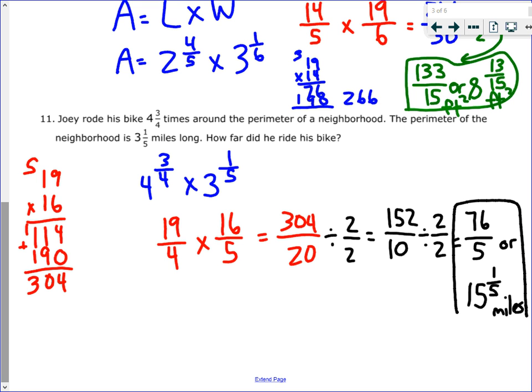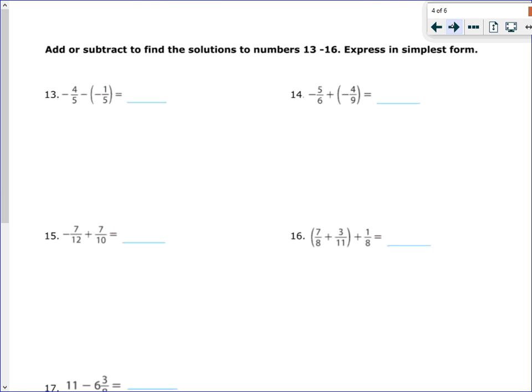All right. We are halfway done. We've got a lot to review here. Add or subtract to find the solutions to numbers 13 through 16. Make sure you express it in the simplest form.